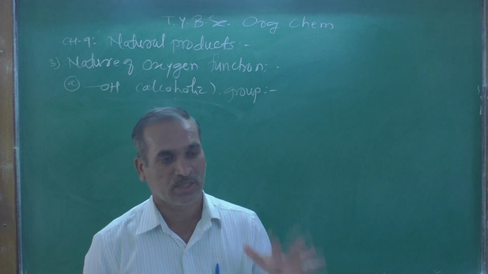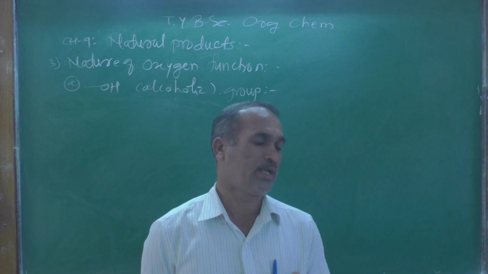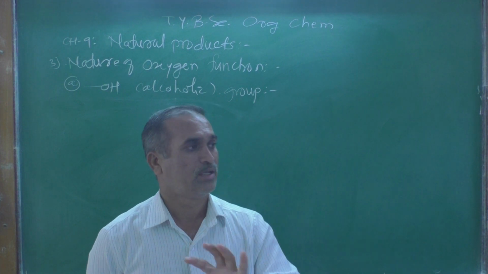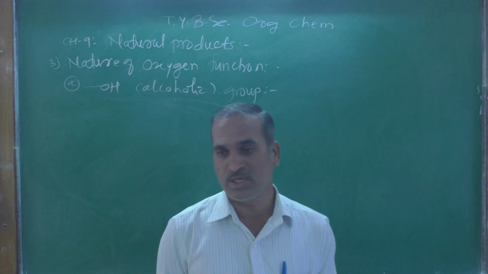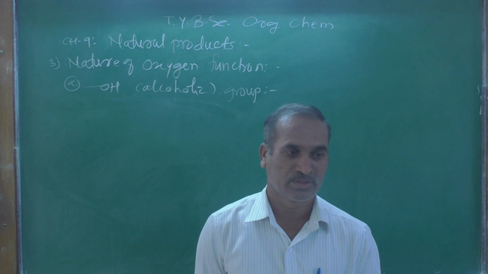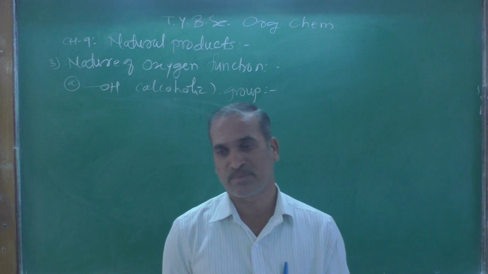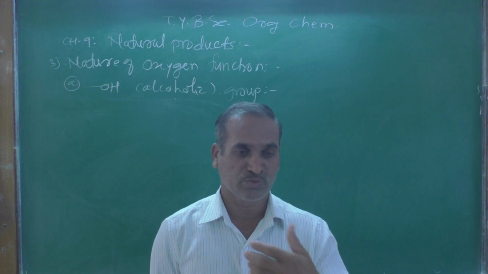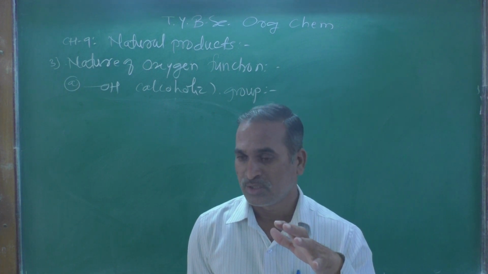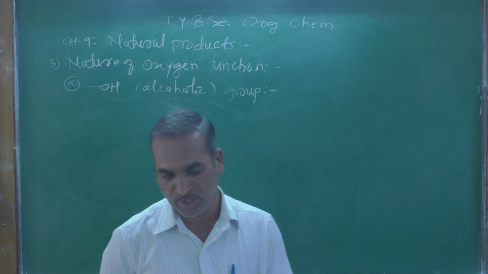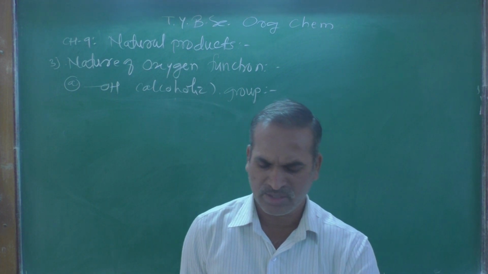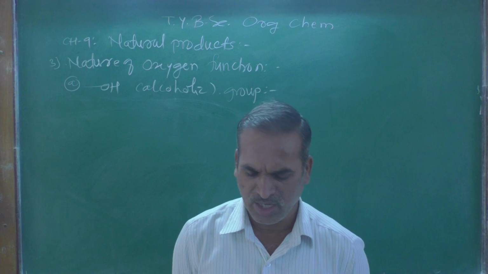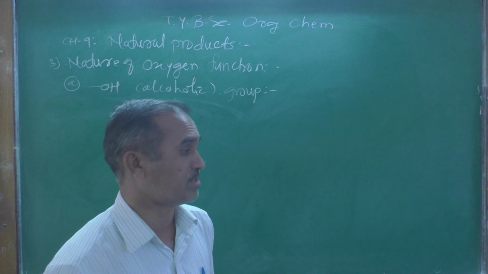So these are the ways of identifying. If the structures are given, then we can very easily find out whether it is primary, secondary or tertiary. But here we are trying to find out the structure of unknown terpenoids. So here it is detected by the action of acetic anhydride or phenyl isocyanate on the resulting compound.